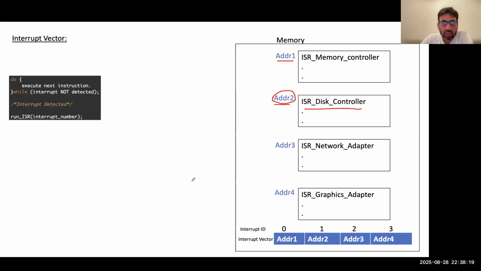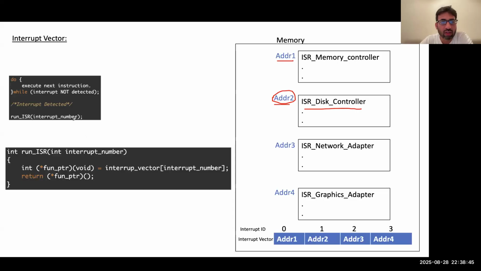Now the interrupt service handling, or running the ISR, will be different. The main code looks similar. So we again do the same thing: after executing every instruction, we check whether an interrupt signal has arrived or not. If not, we continue executing the next instruction. But if an interrupt signal has arrived, then we execute the run ISR. However, this time the body of the run ISR function looks different.